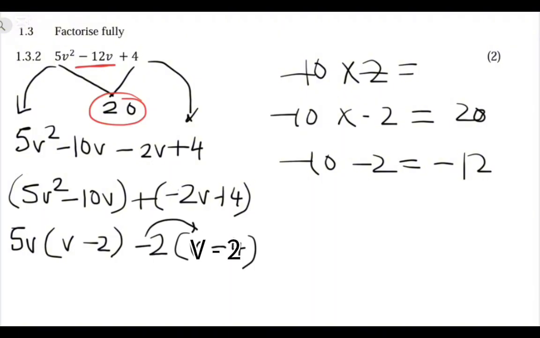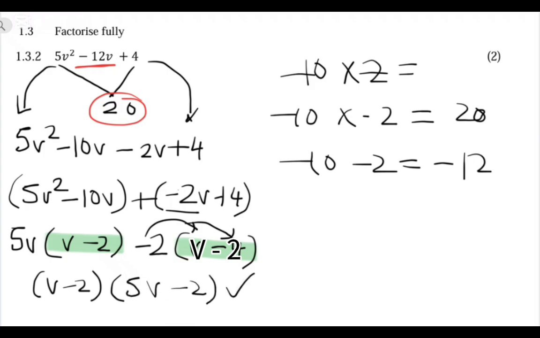When we multiply this, we're going to get this one, and when we multiply with this, we're going to get positive 4. So we also have a common factor, which is this one and also this one. And then you're going to have v minus 2 as a common factor, and I'm going to be left with 5v minus 2. So this is how we simplified this one.